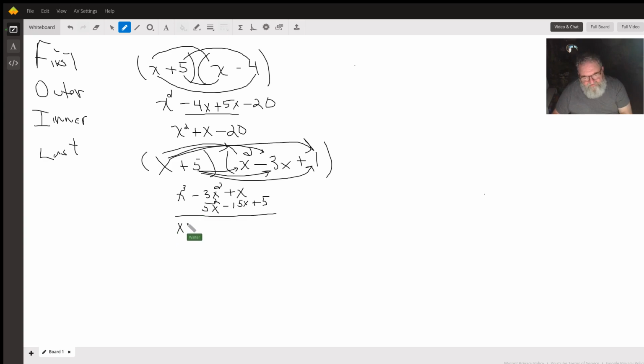x cubed plus 2x squared minus 14x plus 5. Okay. A trinomial times a trinomial works the same way. You're just going to have 3 lines.